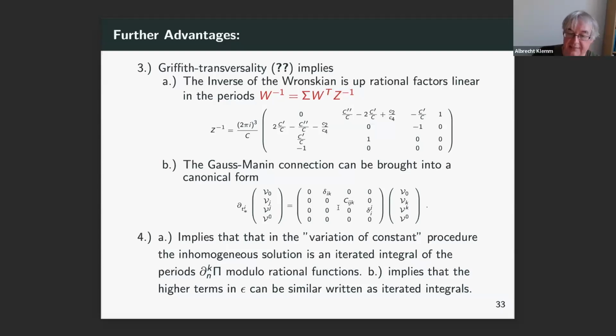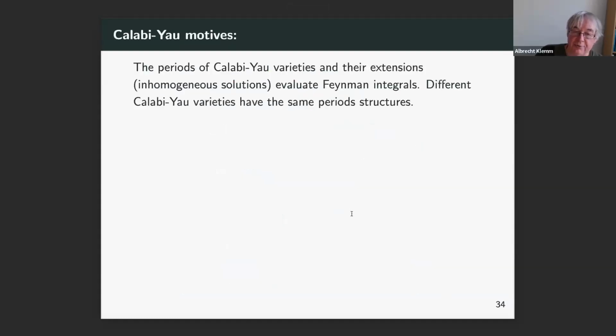Another thing which is nice for finding this epsilon form is that the Gauss-Manin connection can be brought into a special form, and so on. So many things that you know from the theory of periods of Calabi-Yau integrals are actually very interesting for calculating the inhomogeneous solution that evaluates the Feynman graphs. And the other lesson that I have in this short lecture is that different Calabi-Yaus can have the same period structure. So it's also good to find the most convenient realization of the Calabi-Yau.